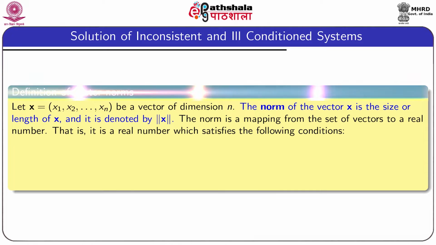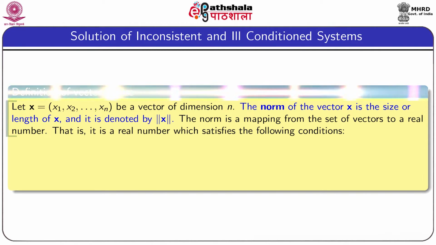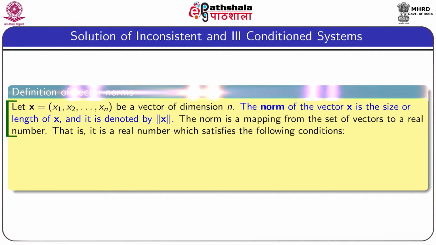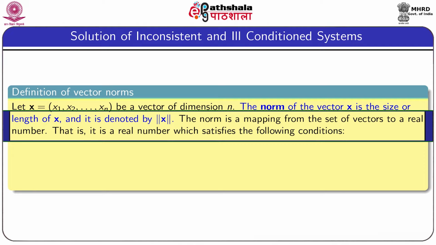First of all, we define the norm of a vector. Let x be a vector of dimension n, that means it contains n number of elements. The norm of a vector is the size or length of x and it is denoted by double bar x. We know the norm is a mapping from the set of vectors to a set of real numbers.